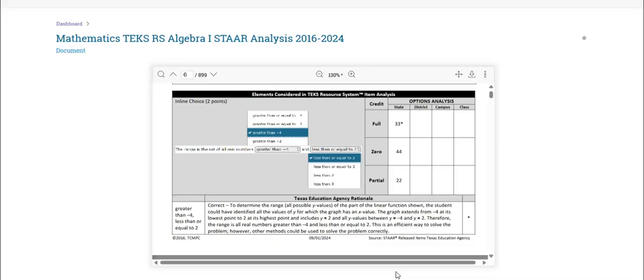You can also use this document to just pull questions to use on formative assessments. So I like to use STAAR release questions as formative assessments because I know those are rigorous enough and I don't have to worry about if this question I created on my own is going to be rigorous enough to the standard.